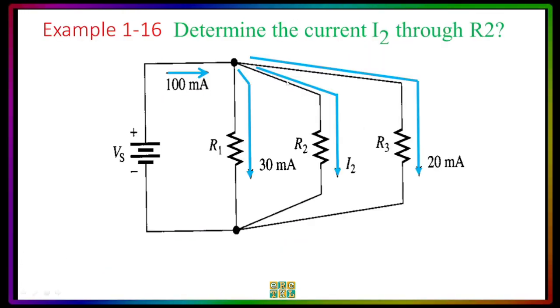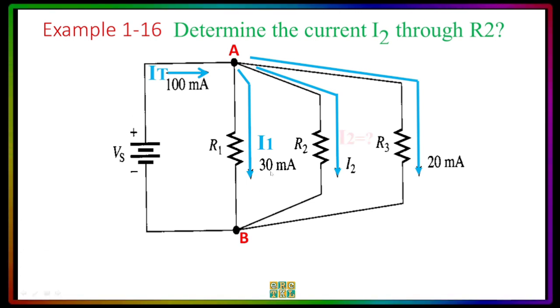Now, to have another example, we have here in 116, determine the current I2 through R2. So let's say that we have point A here and point B. The current going into A is 100 milliamperes, and the currents going out are I1, which is 30 milliamperes, I2, which we don't know, and I3, which is 20 milliamperes.